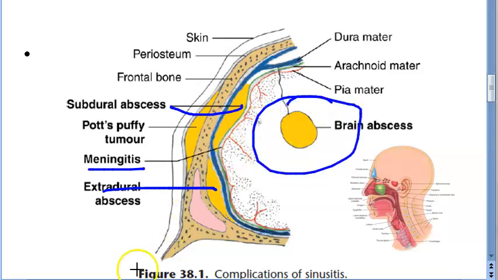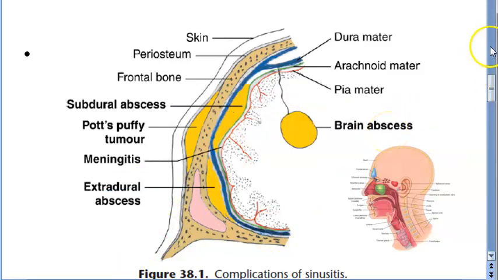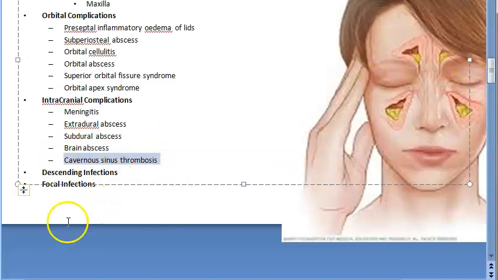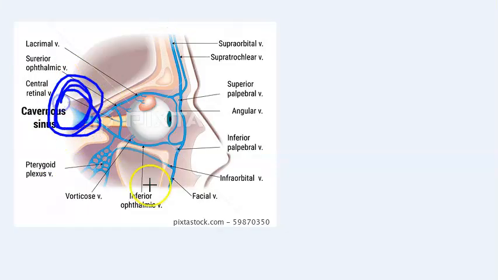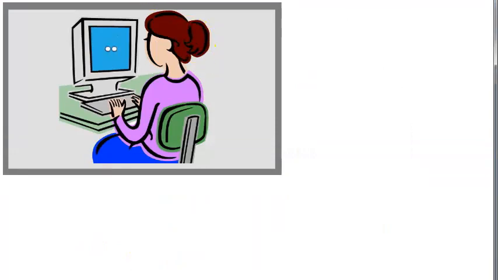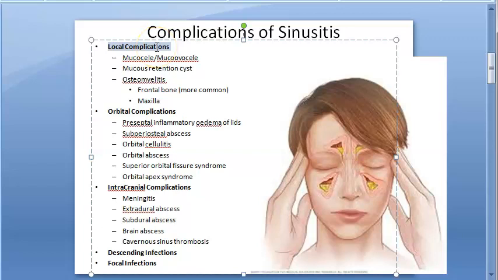Then brain abscess, and cavernous sinus thrombosis. Here you can see the cavernous sinus. Cavernous sinus thrombosis is also one of the intracranial complications. Guys, just mention the names at a high level. Local complications: mucocele, mucopyocele, mucus retention cyst, osteomyelitis of the bones, that is the inflammation of the bone marrow. Orbital complications: preseptal inflammatory edema of lids, subperiosteal abscess, orbital cellulitis, orbital abscess, superior orbital fissure syndrome, orbital apex syndrome. Intracranial: meningitis, extradural and subdural abscess, brain abscess, cavernous sinus thrombosis, then descending infections and focal infections.